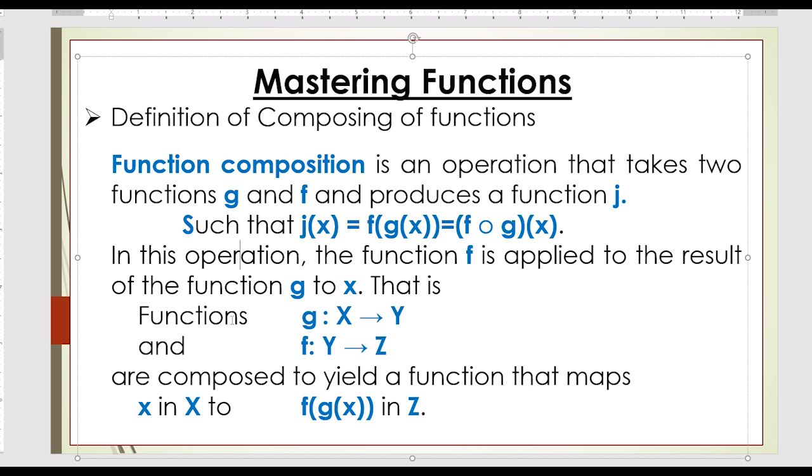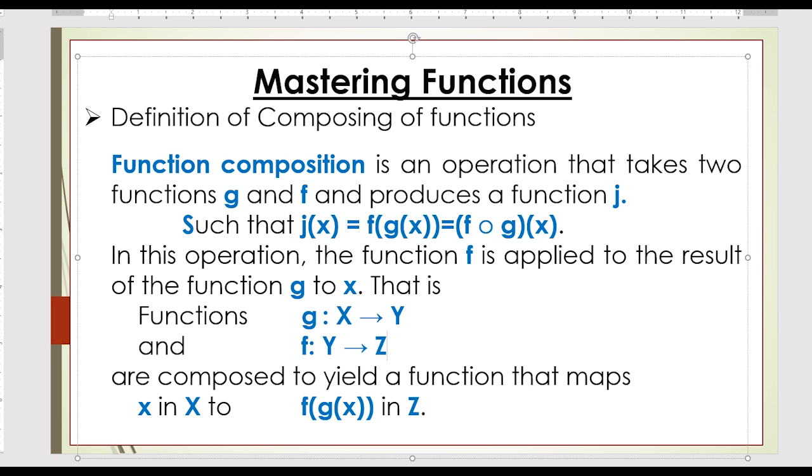That is, in function g, x is mapped to y in the domain, and then we use this y as an input, put it in the function f, and we get the composition of function f and g. We denote this here: g of x provides the result, and then we put the result into the function f, and get z in the domain.